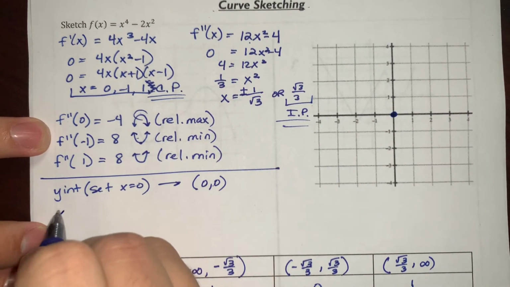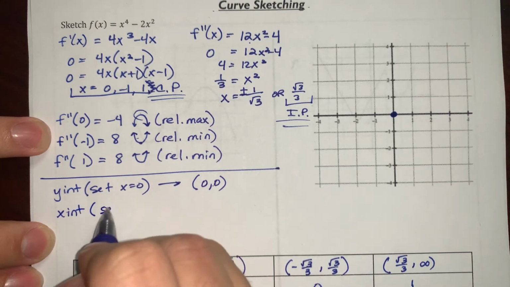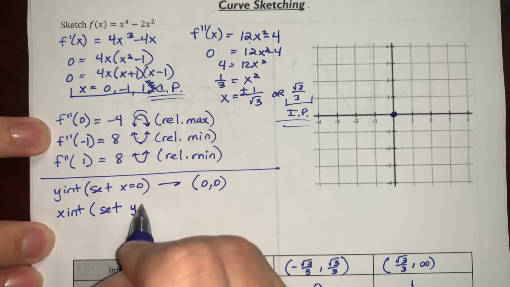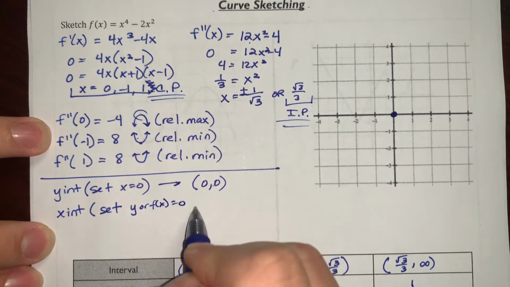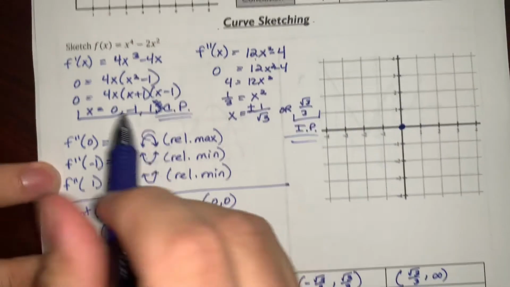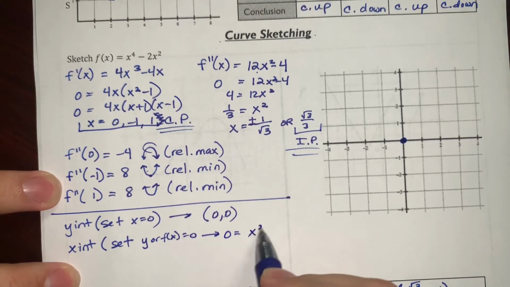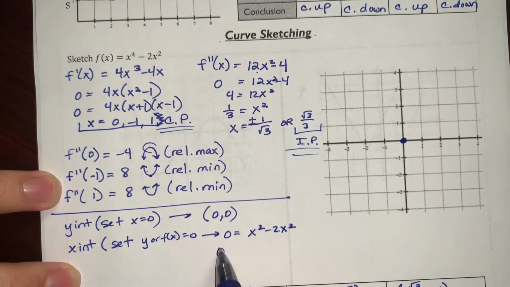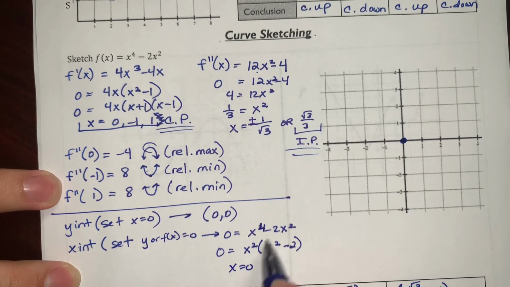And then for the x-intercept, I'm going to set y, or f of x, equal to 0. Then I have 0 equals x to the 4th minus 2x squared. I can factor out an x squared out of both, and I have x squared times (x squared minus 2). So then my x-intercepts are going to be at x equals 0. And over here, if I set this equal to 0 and add 2, x equals plus or minus the square root of 2.